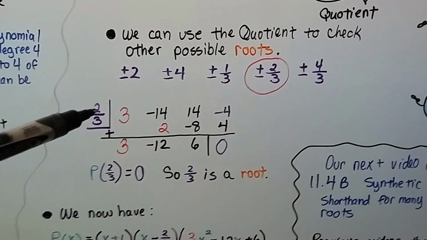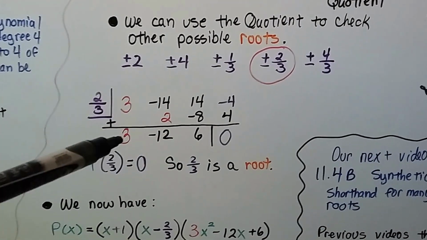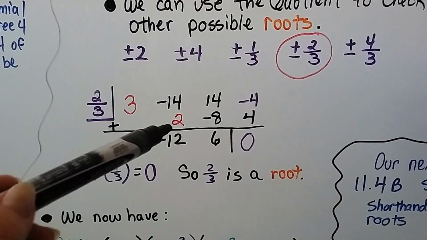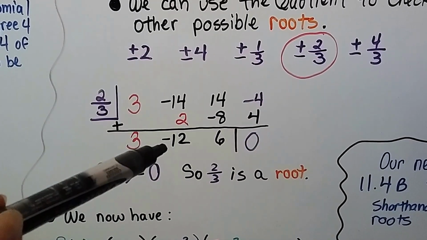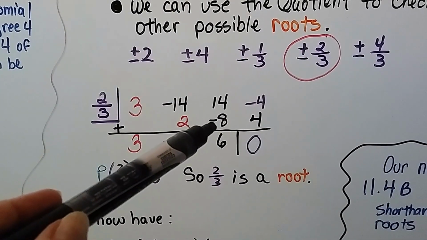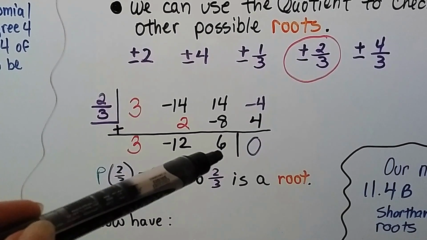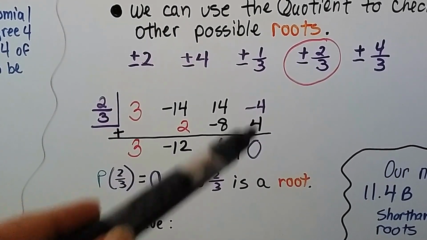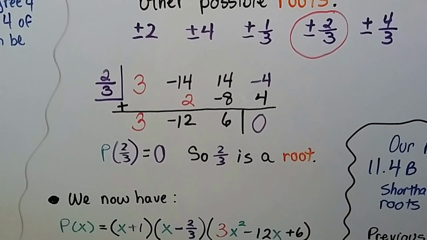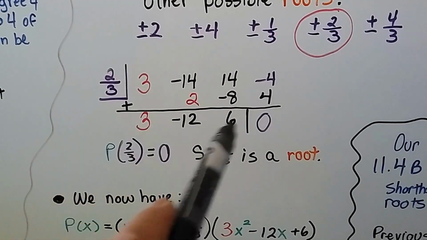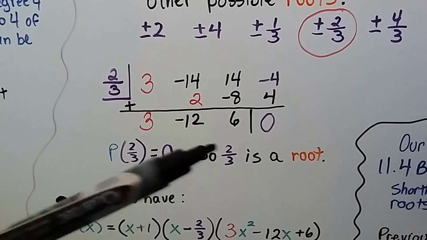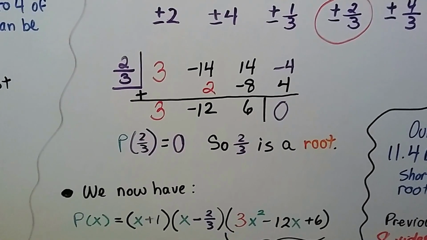We're going to multiply it by 2/3. We drop our 3 down. 2/3 times 3 is 6/3, which is a 2. We do our addition and get a negative 12. 2/3 times negative 12 is going to give us a negative 8. We do our addition and get a 6. 2/3 times 6 is going to get us a 4. Ooh, that's awesome. We got another 0 for a remainder, and here is our quotient. So p of 2/3 equals 0, so 2/3 is a root.